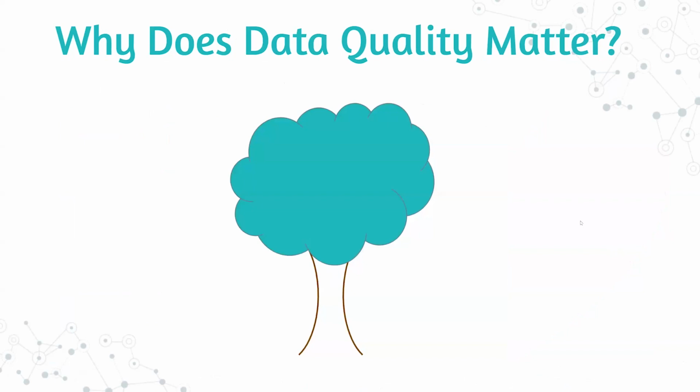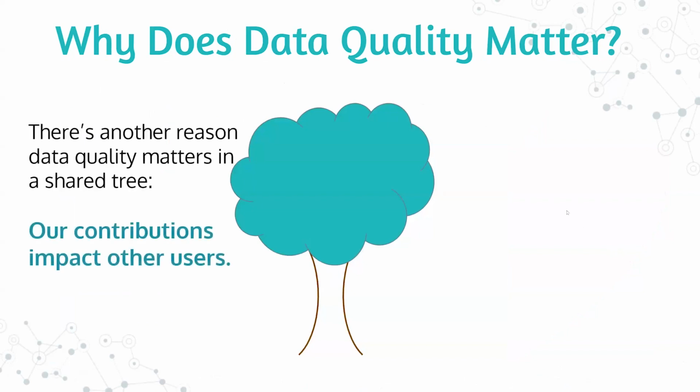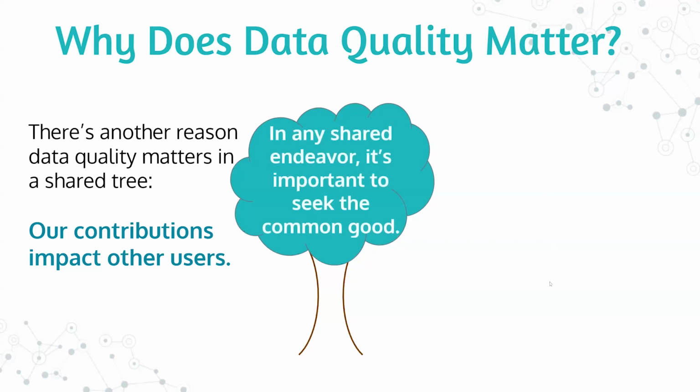But you know what? There is another aspect that comes into play because we're working in a shared tree, in Family Tree, where we're all trying to build a pedigree of the human family. The reason data quality matters so much in a shared tree is that our contributions impact other users. So in any shared endeavor, whether it's a community project or family history or a family project, whatever it might be, it's so important for all of us to seek the common good because that gives us the best chance of success, right? If we're all working together.